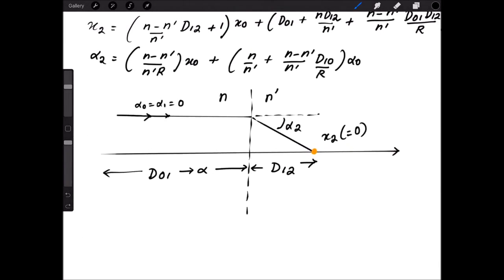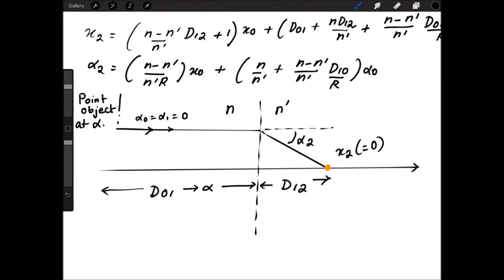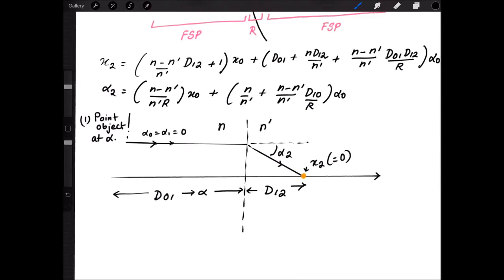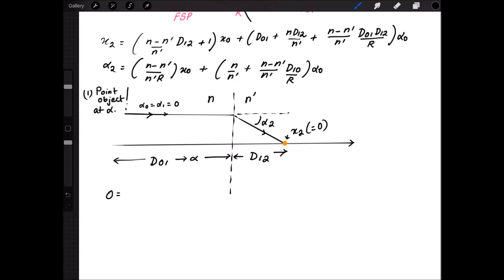So this is your point object at infinity case. So you have the parallel rays traveling, the rays parallel to the optical axis, focusing at this point. Right. So we don't have alpha naught, alpha 1, that's equal to 0 because the rays are parallel. And so if we plug this into the equation of x2 in the above case, x2 equals 0, so we have 0 equals d01, and alpha naught is 0, so the second term goes away.